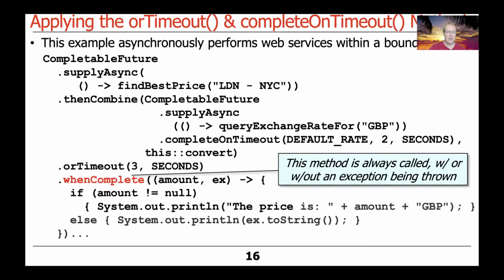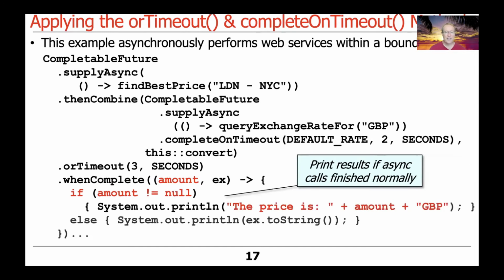We then use the whenComplete completion stage method, which is really kind of an exception handling method. What will happen here is this method is always called whether an exception is thrown or not. And if the call comes back with non-exceptions, in other words, if the amount is non-null, then we print out the price in the amount plus the fact that we've converted it to British pounds. So we're going to go ahead and print that result there as a result of converting things.